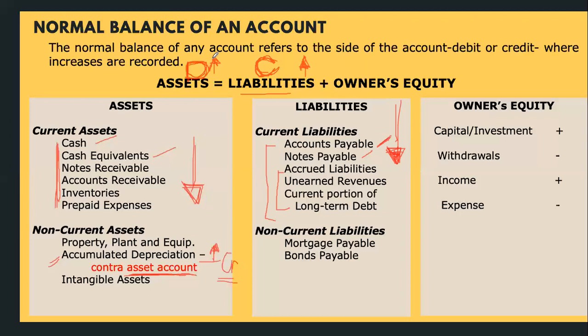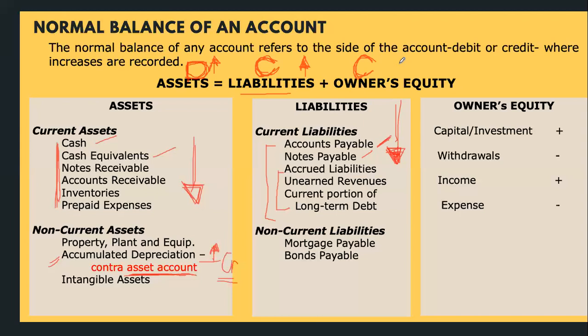Okay. How about owner's equity? So what is the normal balance of owner's equity? In general, owner's equity has a normal balance of credit. So every time we credit an owner's equity, it will increase its balance.